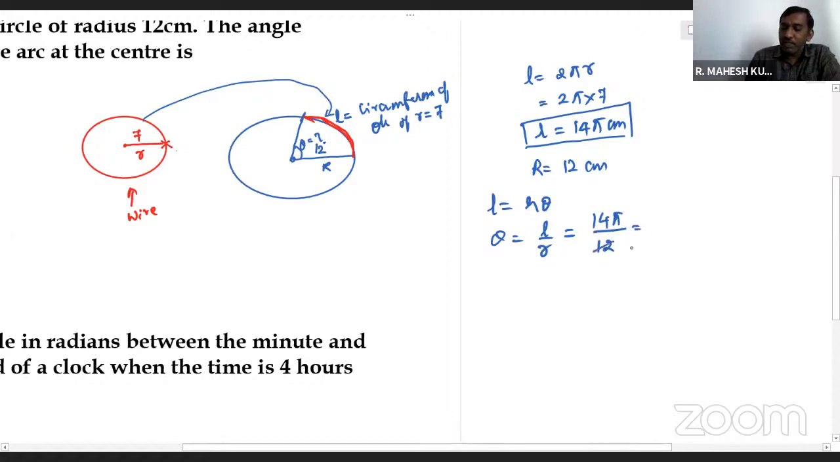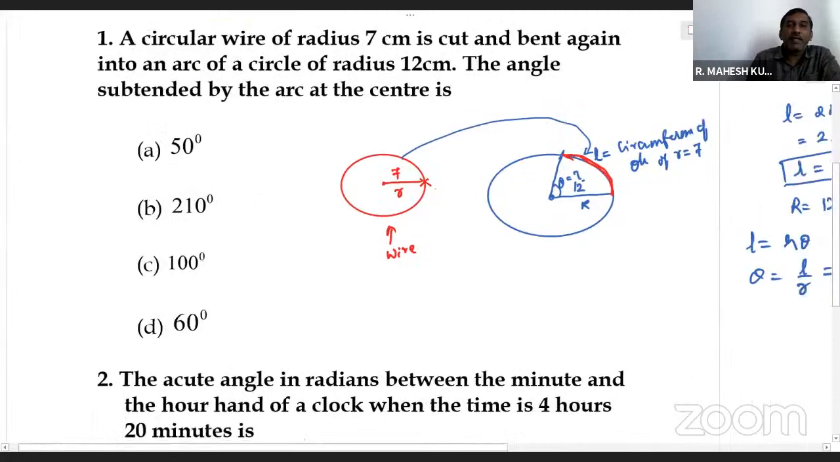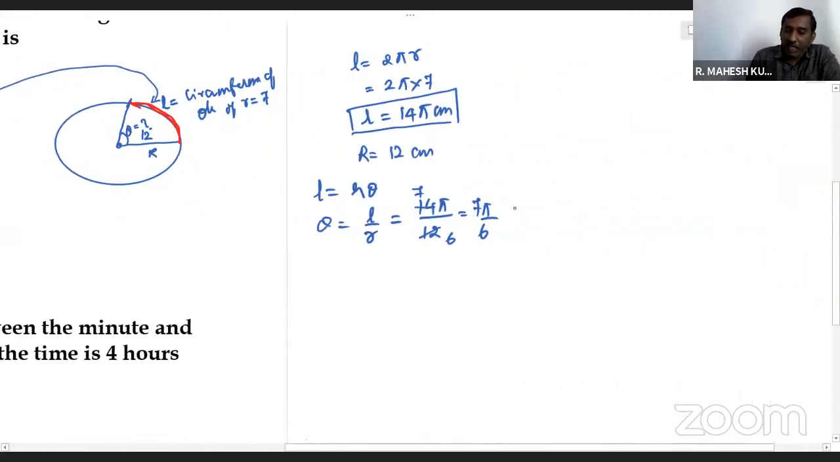So it is 2 sixes and 2 sevens. It is 7 pi divided by 6. But the answers are given in terms of degrees. Now look, here 7 into 6, pi is replaced by 180. So this is in degree.